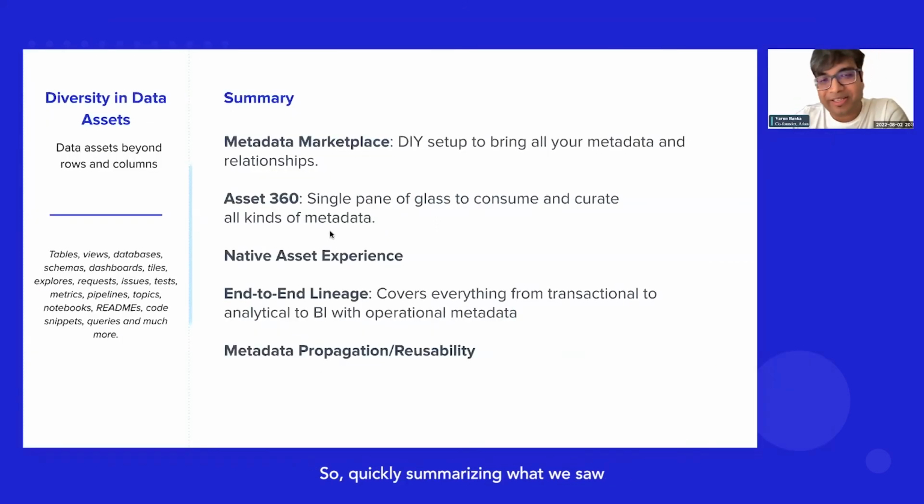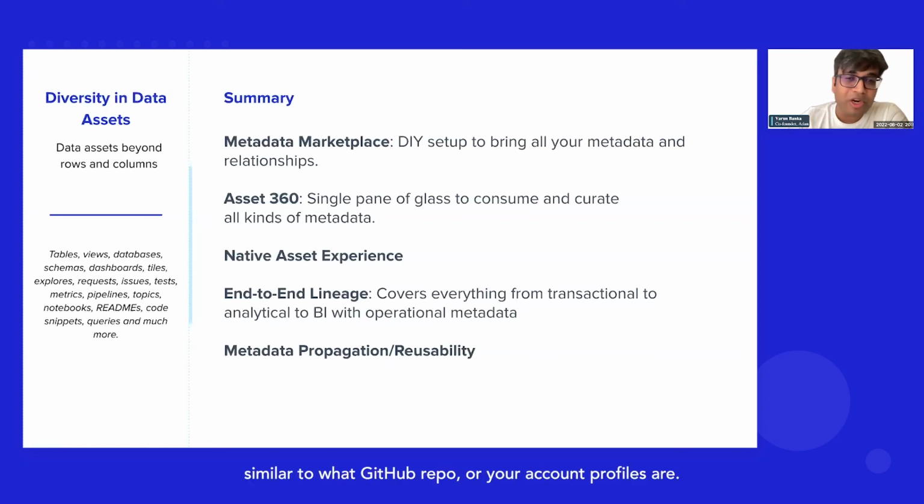So quickly summarizing what we saw just now. We saw a DIY setup experience to bring all your metadata and create rich relationships. We saw an Asset 360 profile, similar to what a GitHub repo or your account profiles are. We saw a native asset experience, irrespective of the diversity, where every asset has a different experience. We saw an end-to-end lineage, right from your relational, transactional, to analytical, to BI, with rich operational metadata. And once you create this foundational value, you're able to start seeing values such as propagation, and you can reuse some of the existing metadata to power knowledge across your data sprawl.